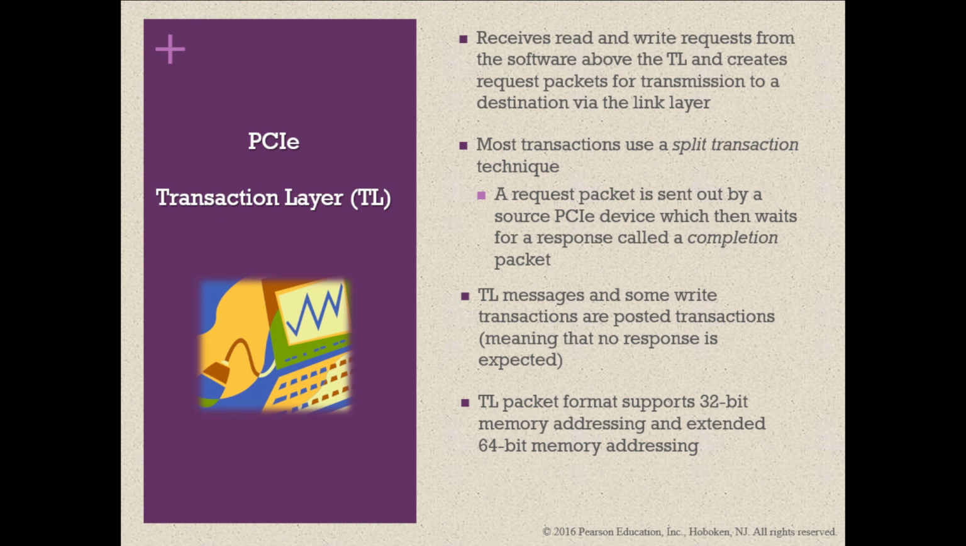The TL packet format supports 32-bit memory addressing and extended 64-bit memory addressing. Packets also have attributes such as no snoop, relaxed ordering, and priority, which may be used to optimally route these packets through the I/O subsystem.